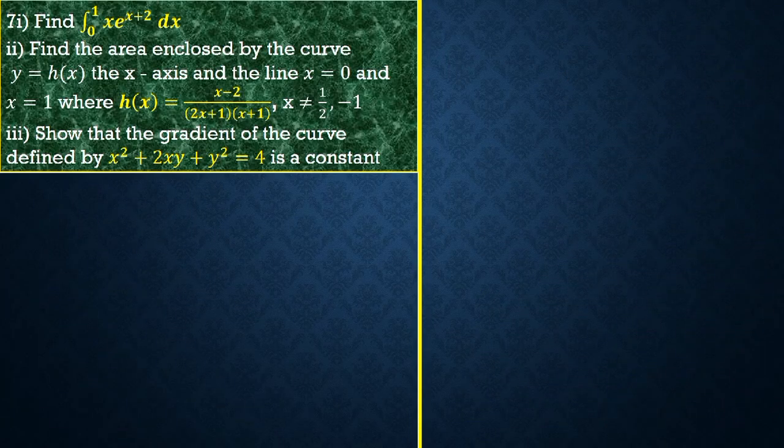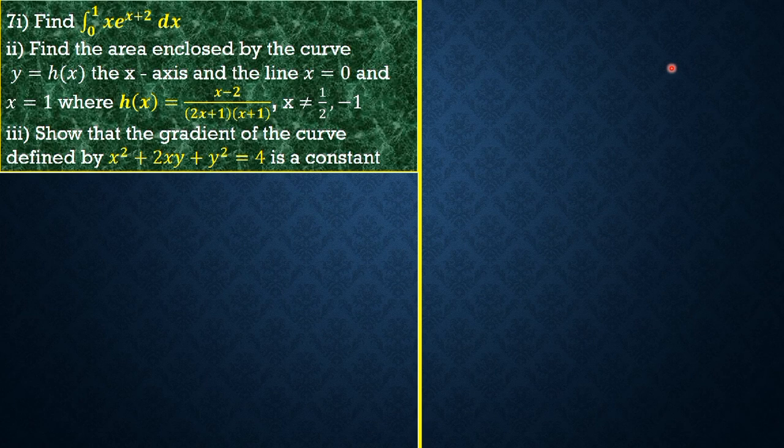Okay guys, question 7: we should show that the integral from 0 to 1 of x e raised to power x plus 2 dx equals e squared. Then find the area bounded by the curve h of x and the x-axis, when x equals 0 and x equals 1, where h of x equals x minus 2 over (2x plus 1)(x plus 1). Alright, let's start guys, let's not waste time.